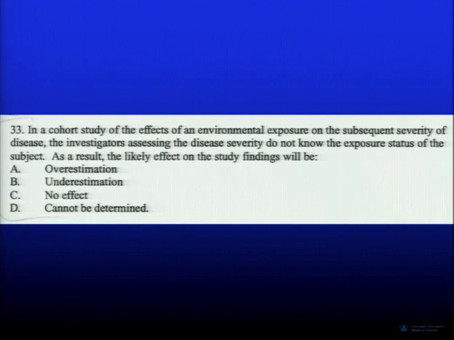In a cohort study of the effects of an environmental exposure on the subsequent severity of disease, the investigators assessing the disease severity do not know the exposure status of the subject. As a result, the effect on the study findings will be what? C, it's going to have no effect. What would it be if they knew? They could overestimate or underestimate, depending on their bias. That could be some kind of a surveillance bias, but because they don't know, you're taking away that, so there will be no effect.